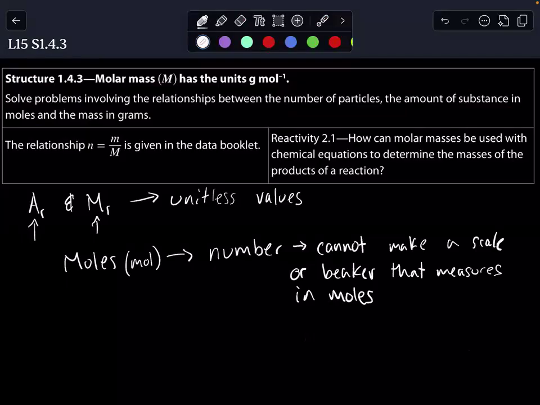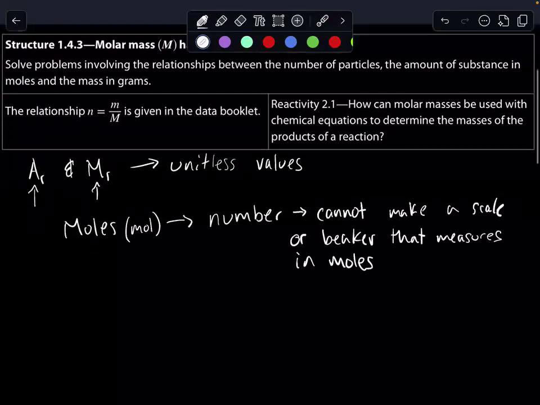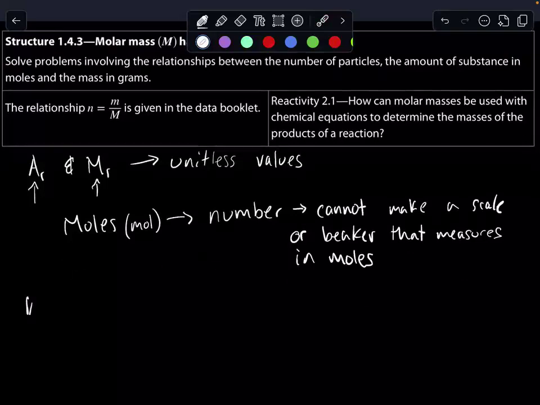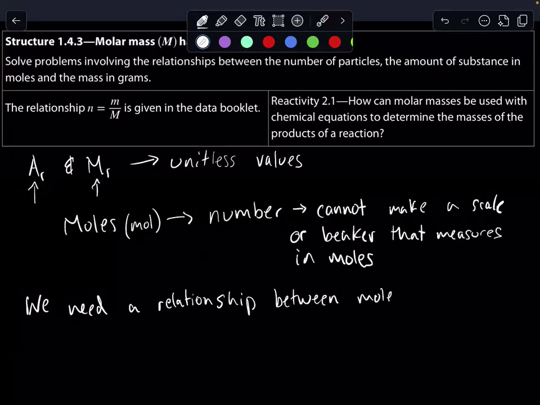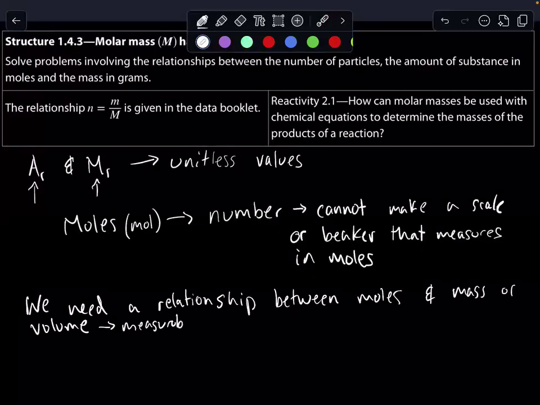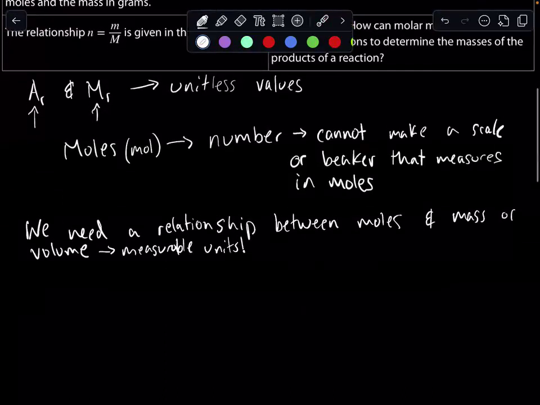Now we want our numbers to be in moles and we want to use those because they're quantifiable values for things small, but we need a way to get there. So what I'm saying is we need a relationship between moles and mass or volume, as those are the quantities we can measure in a lab. These are measurable units. So enter molar mass.